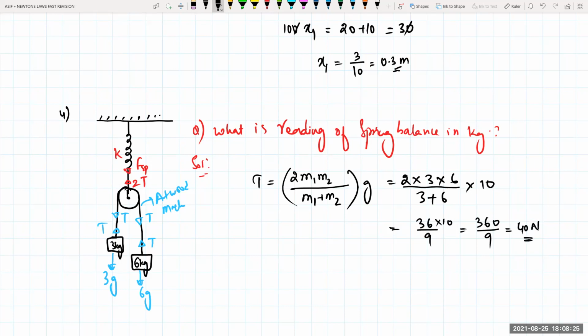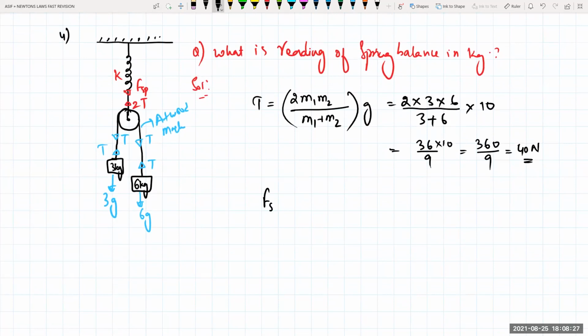Now what is being asked there? Spring force. So this spring force will be equal to how much, beta? 2T only. So it is 2 into tension, which is 40, isn't it? So this will become how much for me? 80 newtons. Right? Yes, sir. 80 newtons, what does that mean? Tell me once.